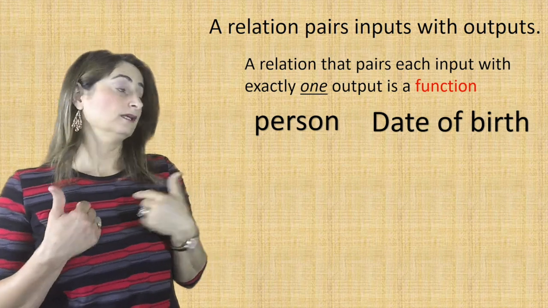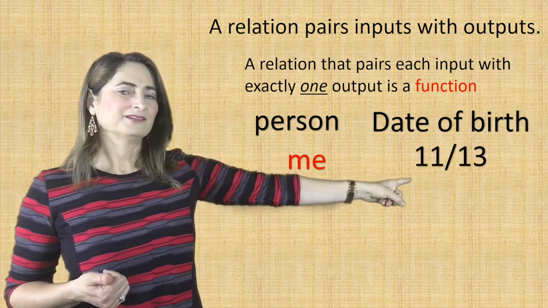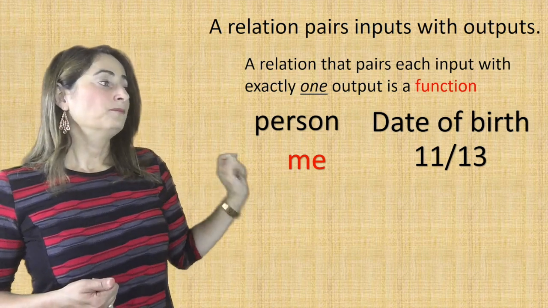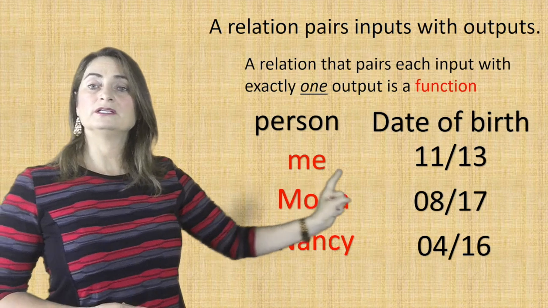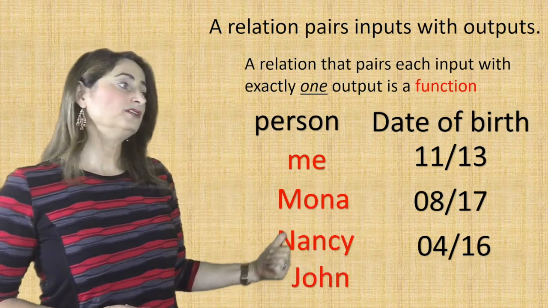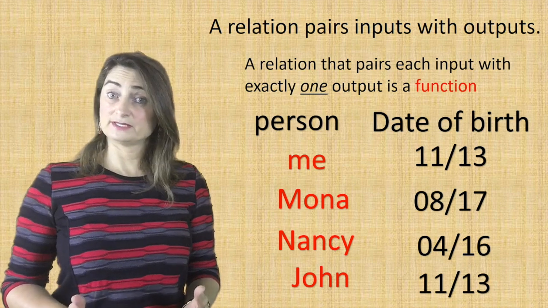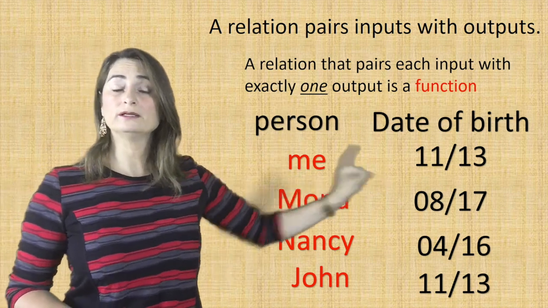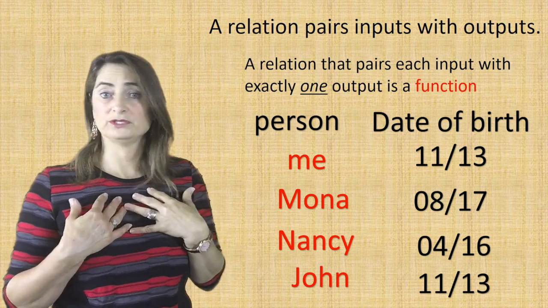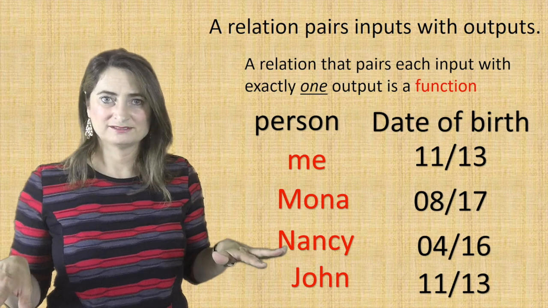And I'll start with me. My date of birth is November 13. I'm not giving you the year though. Mona's birthday is August 17. Nancy's birthday is April 16. But then John's birthday is November 13. Did you notice something? The input, each person can have one date of birth. I can't have 2 date of birth. If I have 2 date of birth, that's impossible. So it's not a function.